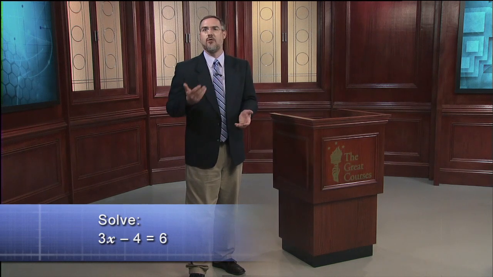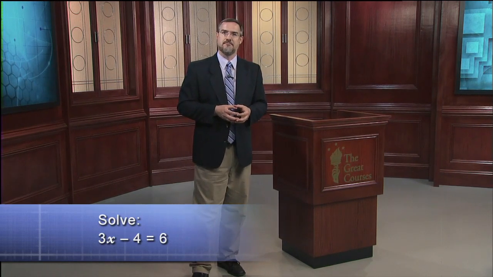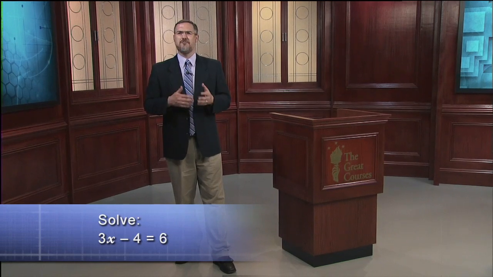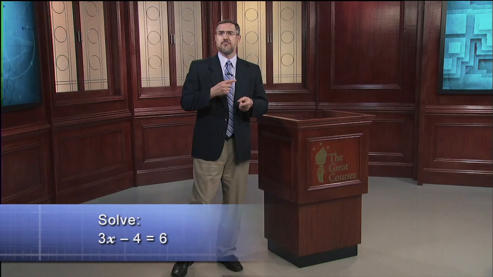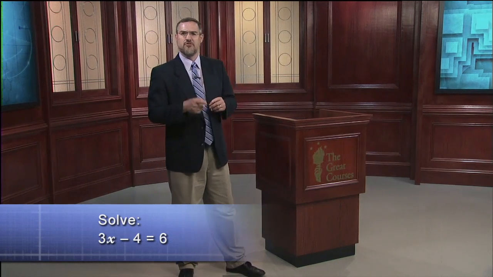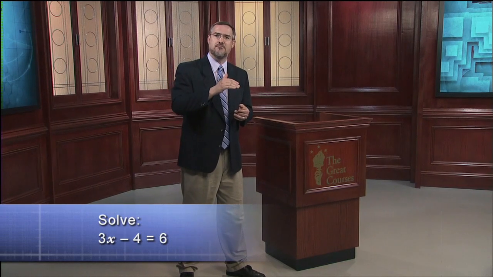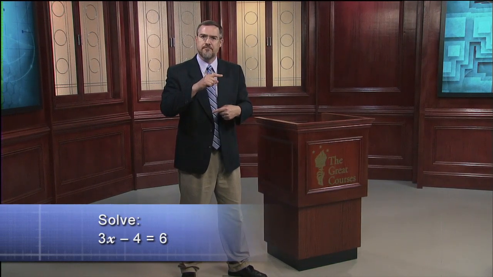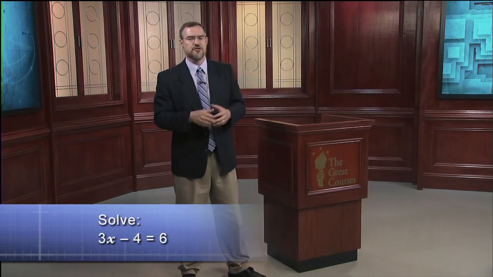So let's talk about how we would solve 3x minus 4 equals 6. First, we need to get rid of that 4. And you might say, why the 4 and not the 3? Well, believe it or not, the answer is wrapped up in the order of operations. To isolate the x, we first have to undo the multiplication by 3 and the subtraction of the 4 in reverse order. And so I'm going to start by getting rid of the 4 first.